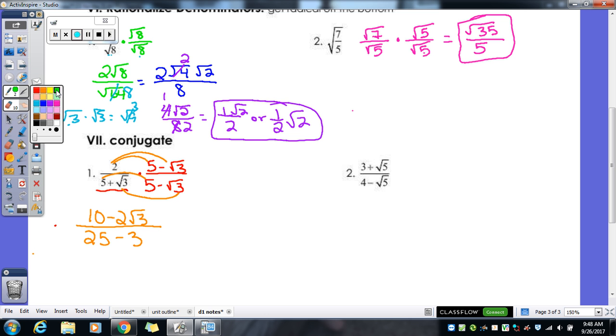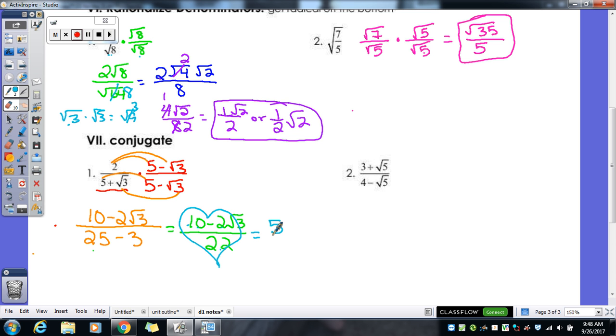So now just actually subtracting, I get 10 minus 2 radical 3 still on my top. 25 minus 3 gives me a 22 down there. So now I have to look at the 3 numbers outside of the radical. Can I reduce all 3 of those by the same number? Yes. What can I divide them all by? 2. So we got to do that. 10 divided by 2 is 5. 2 divided by 2 is 1. So I got 1 radical 3. And then 22 divided by 2 gives us 11. So that ends up being our final answer.